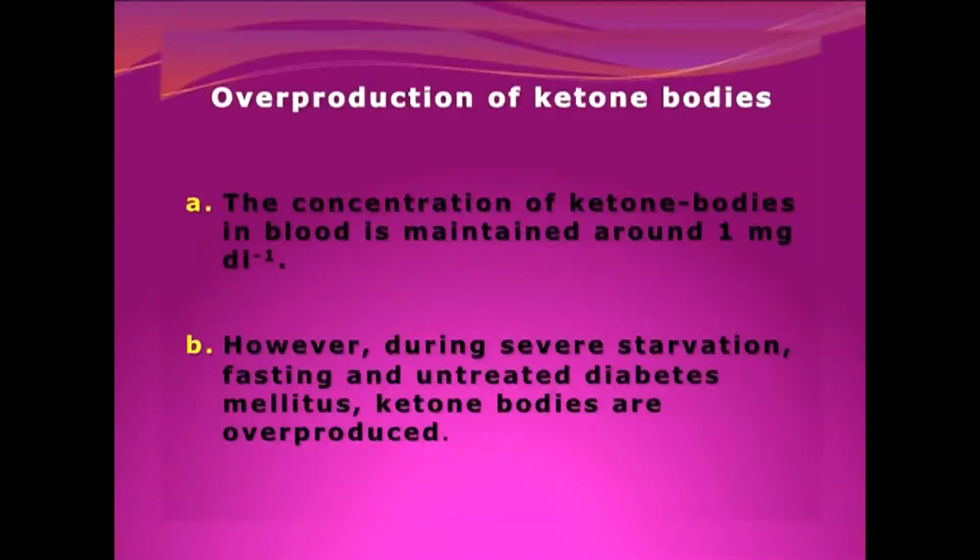Now, coming to an abnormal situation even more, the overproduction of ketone bodies. The normal concentration of ketone bodies in our blood is only 1 milligram per deciliter. So when the concentration of the ketone body exceeds this value, we call it an abnormal situation and an overproduction of ketone bodies. This particularly happens in three situations: severe starvation, fasting, and untreated diabetes mellitus.